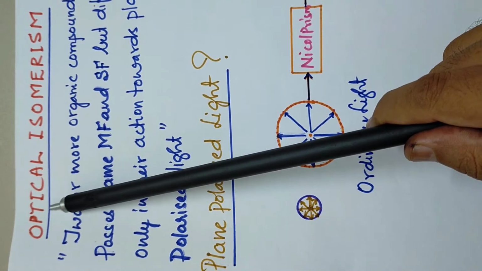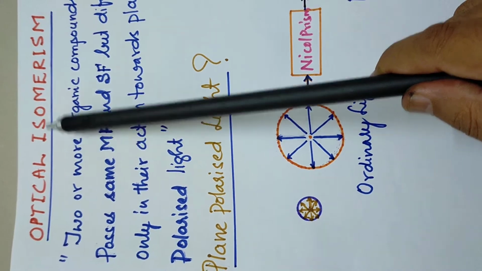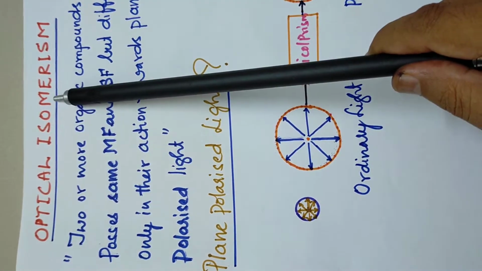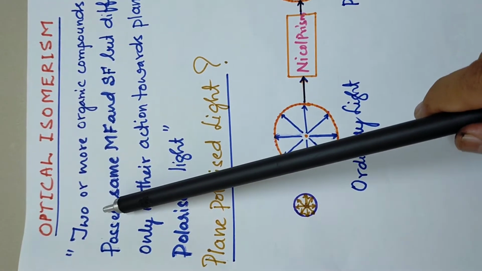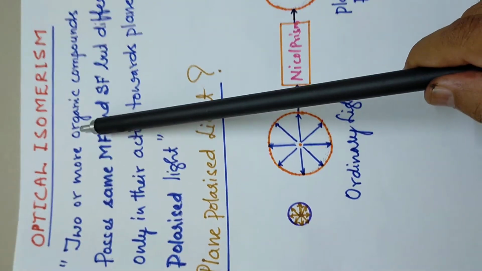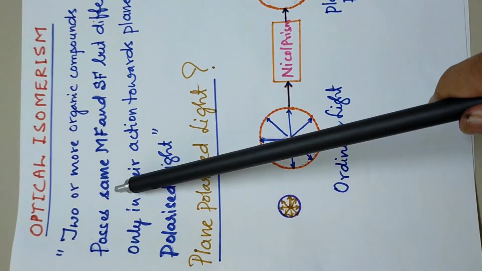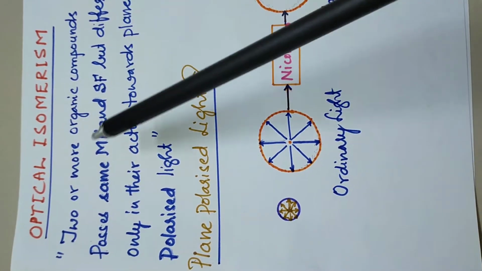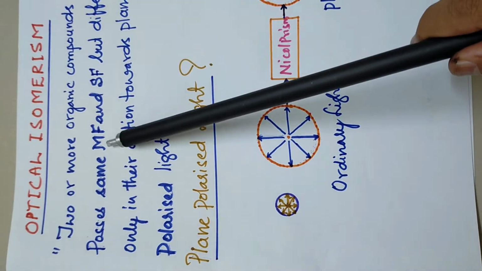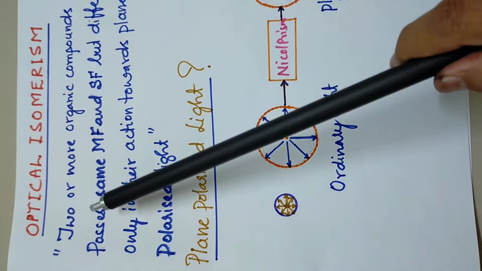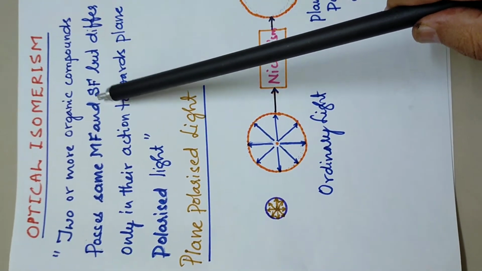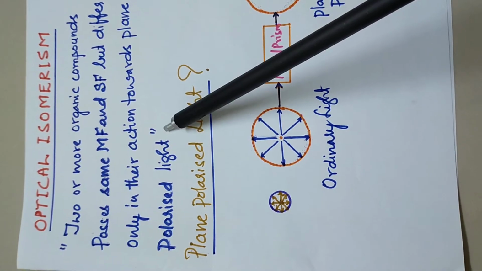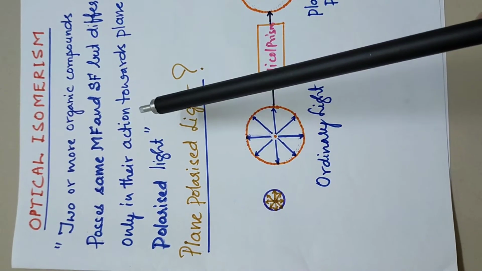Optical in the sense light. Iso means same. Merism means units. The light property depends upon the molecules. Here it is very clear: two or more organic compounds possess the same molecular formula (MF) and structural formula, but differ only in their action towards plane polarized light.